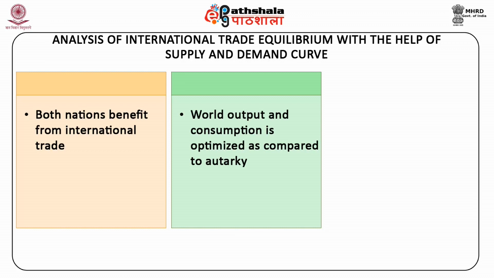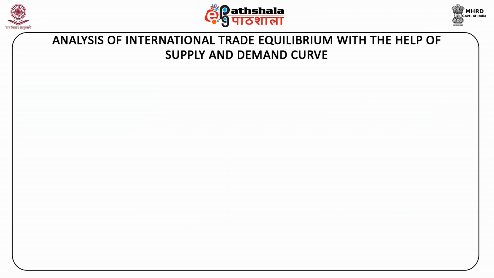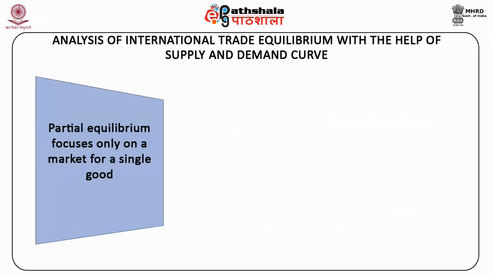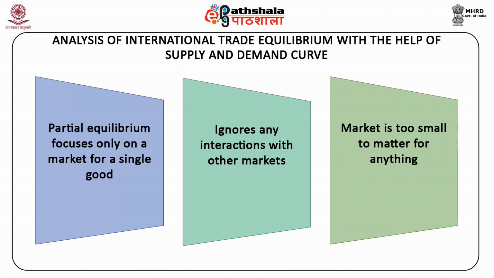This implies that when trade takes place, it results in a better condition of the economies than when the economies were self-independent. This analysis is a partial equilibrium model, thus focusing only on the market for a single good and ignoring any interactions with other markets. This is justified if the market in question is too small to matter for all other markets, in which case, unfortunately, it may be too small to matter for anything.